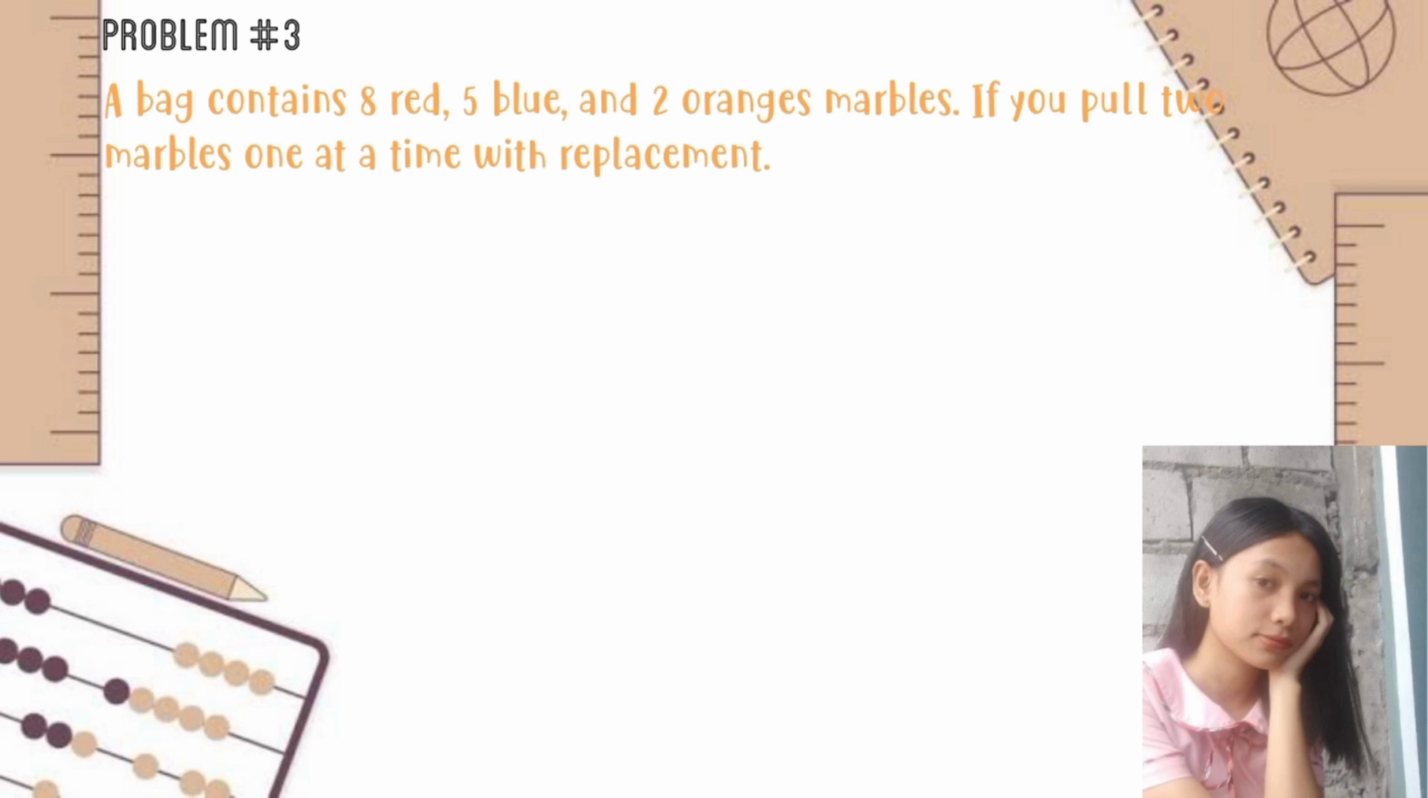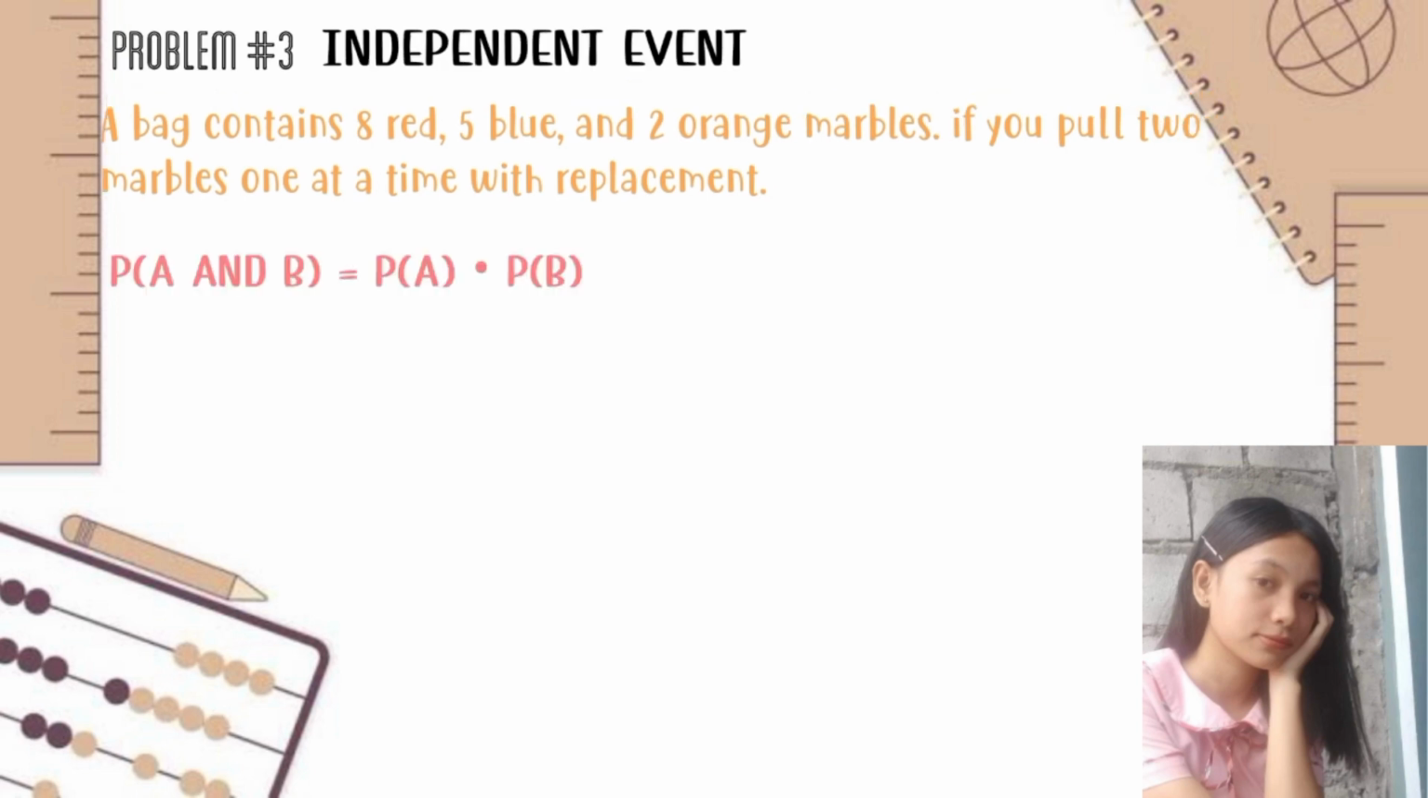Sa tingin nyo, ito ba ay independent events or dependent events? Yes, ito ay independent events dahil sa with replacement. Kaya ang gagamitin nating formula ay probability A and B equal probability A times probability B.